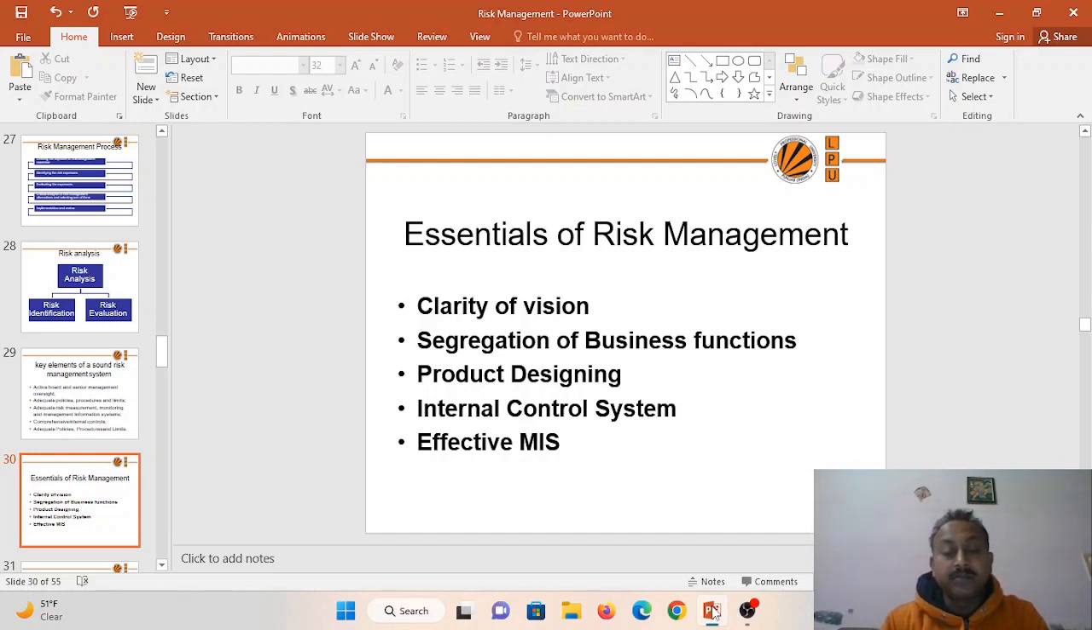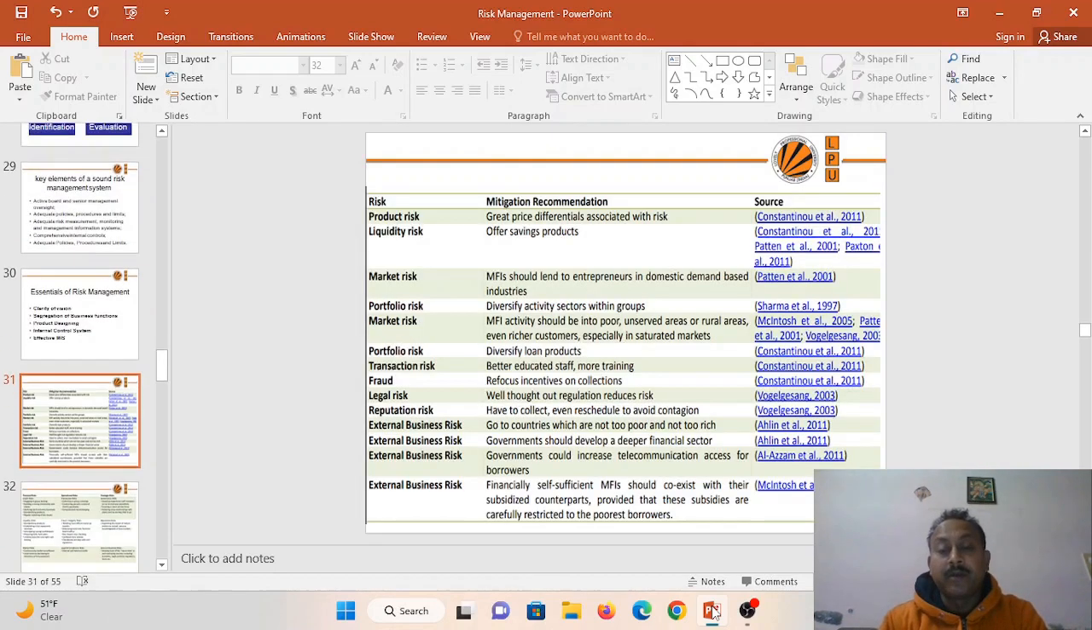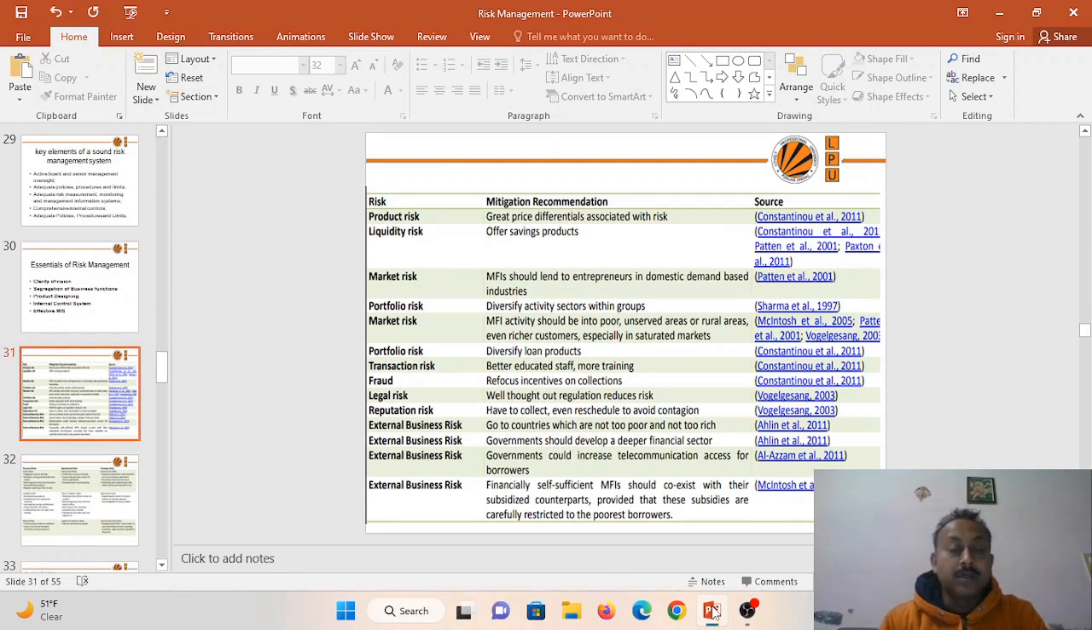Internal control system means communication within the department, approvals, everything has to have a very clear timeline so that if anything is getting delayed anywhere, we can check. An effective MIS, management information system, helps you to make your decisions on time, well crafted, without any element of error. Now, this is a very strong literature review which has been done by some experts in the past.